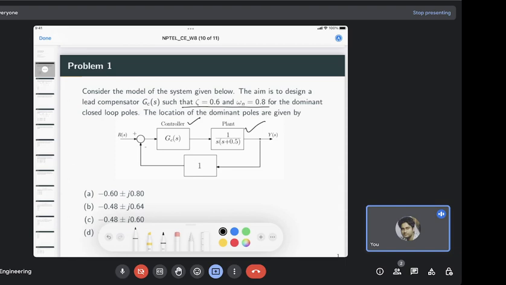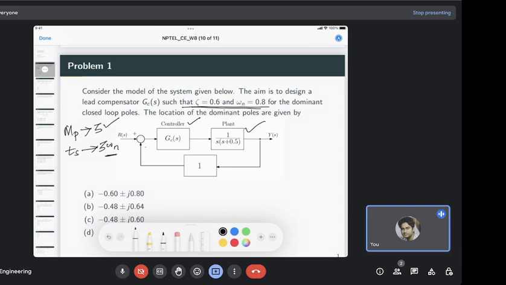These specifications could also have been given in terms of the maximum overshoot and the settling time. From the maximum overshoot we can compute the damping factor, and from the settling time, because we have zeta omega n, if the damping factor is already known, then we can find omega n. So these two terms, the damping factor zeta and the natural frequency omega n, can always be determined depending on our transient response specifications. Once the specification is known, then we know where this dominant pole should be located.